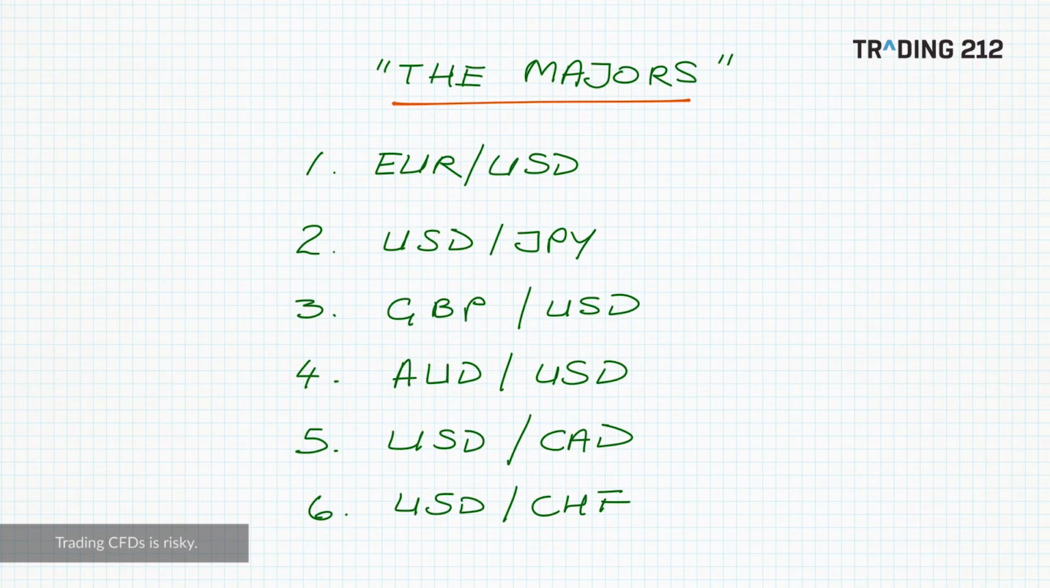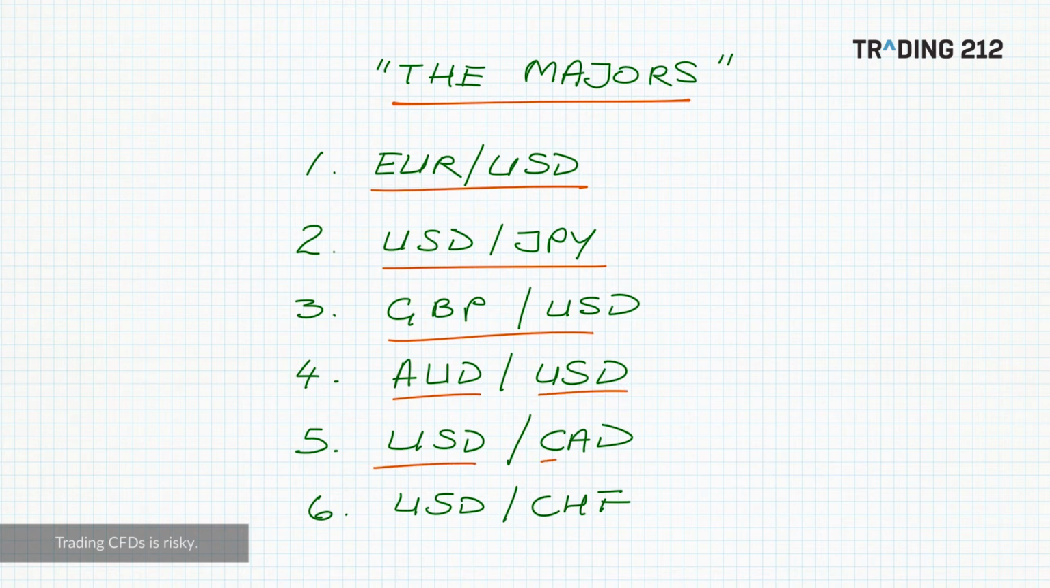They are in order of volume traded, and these are the 6 most traded currency pairs in the world. Number 1, euro dollar. Second, dollar yen. Third place, we have cable. Fourth, the Aussie dollar against the US dollar. Fifth, the US dollar against the Canadian dollar, often just called dollar CAD, or the US dollar against the loonie. And then in 6th, we have dollar Swiss.